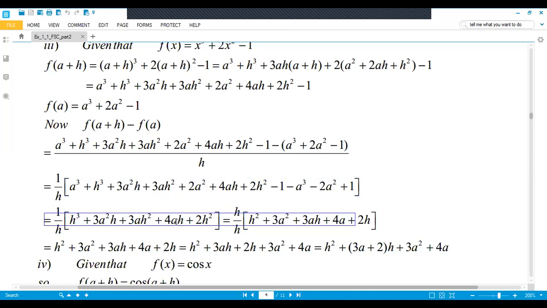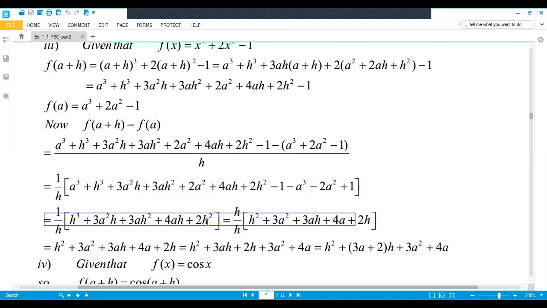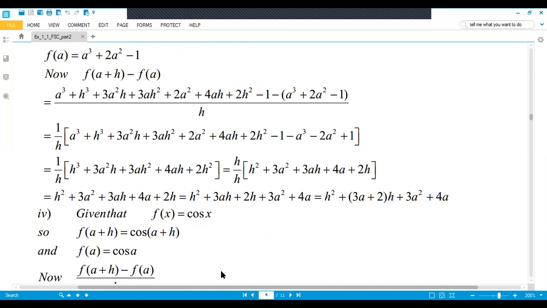4ah you write as it is. 2h square you write as it is. Minus 1 and plus 1 again cancel. So this is the required solution. You take h common. You can check h is common in all these values. You take h common, you get h over h, h square plus 3a square plus 3ah plus 4a plus 2h. So h cancels with h, and you will get the required answer, this h square plus 3a square plus 3ah plus 4a plus 2h.